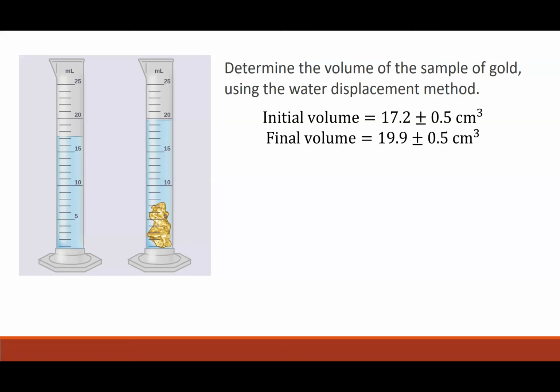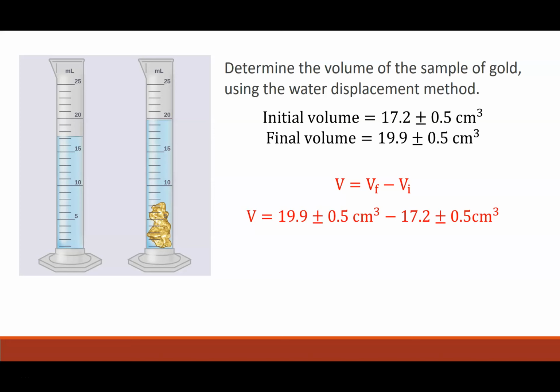Determine the volume of the sample of gold using the water displacement method. The initial volume of the water without the gold is 17.2 plus or minus 0.5 cubic centimeters. And the final volume of the water with the gold is 19.9 plus or minus 0.5 cubic centimeters. To find the volume of the gold, we need to subtract the final volume by the initial volume. So 19.9 plus or minus 0.5 cubic centimeters minus 17.2 plus or minus 0.5 cubic centimeters.